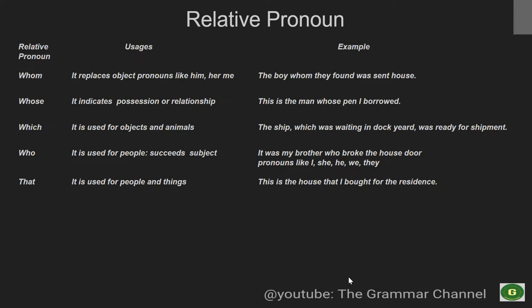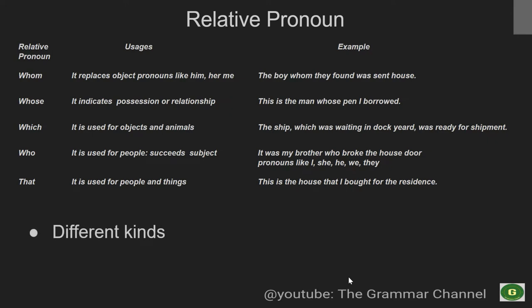Now, the next one, that. That is used for people and things. This is the house that I bought for the residents. This is the house that I bought last year. This is used for people and things.